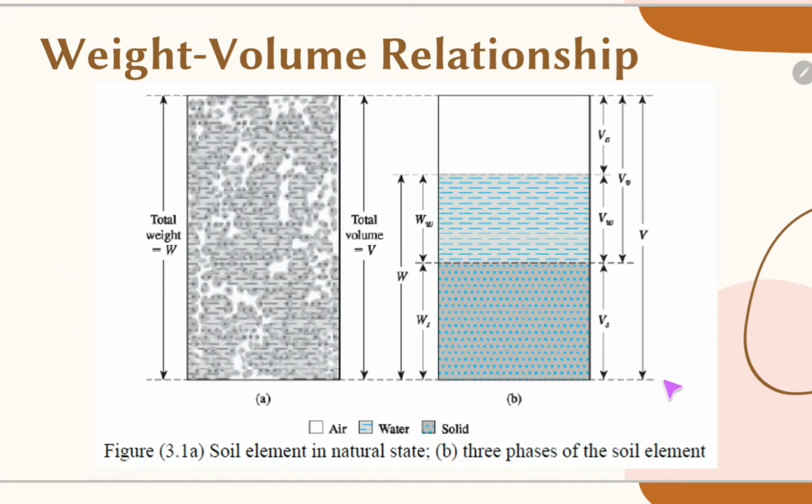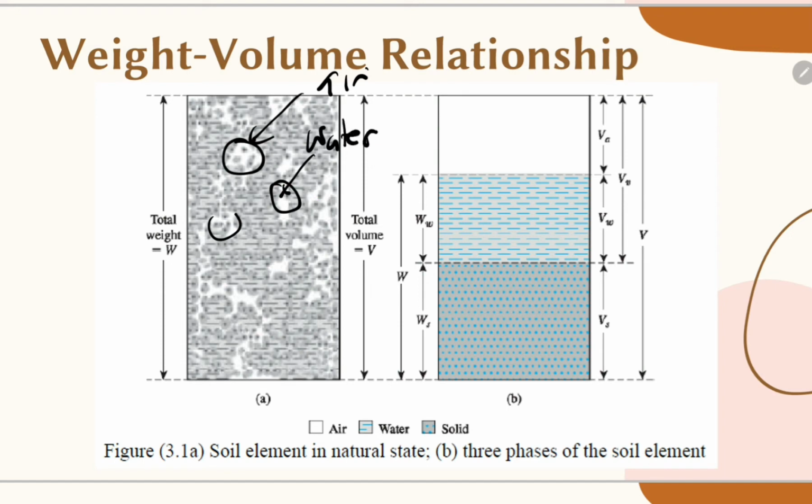This is a sample illustration. Figure 3.1a is, yun nga, the soil element in natural state. Then figure 3.1b, three phases of the soil element. So, if you try to look at the natural state of a soil, it is composed of voids to be filled with air as well as water, right?